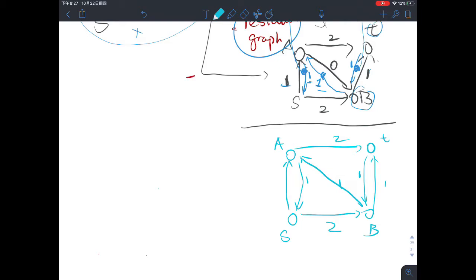The central claim here is that if we fix the residual graph in this manner, then if we are able to find a path connecting S to T, that means we are able to add new flow to the existing ones. Otherwise, if we cannot find a path from S to T, then we should have found the real optimal solution.